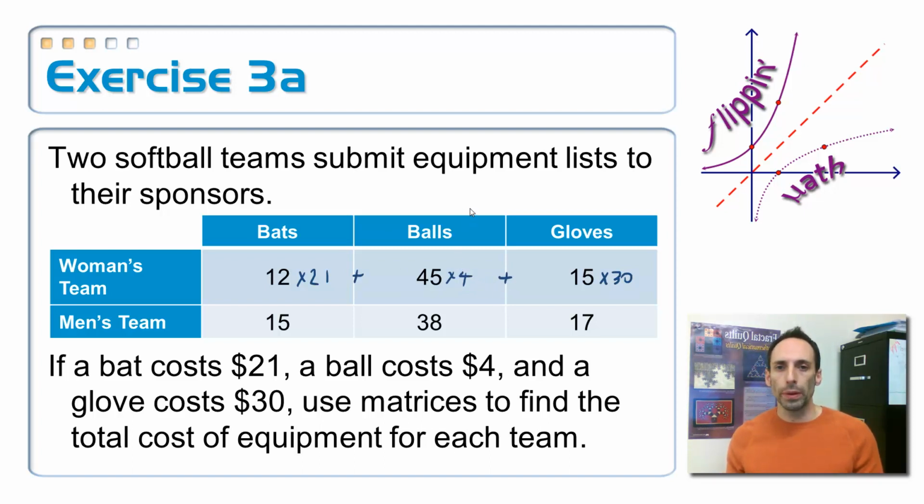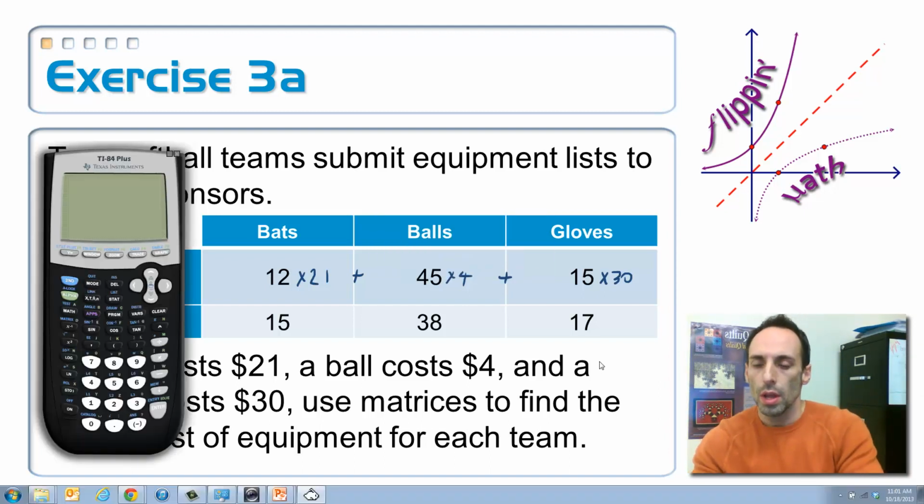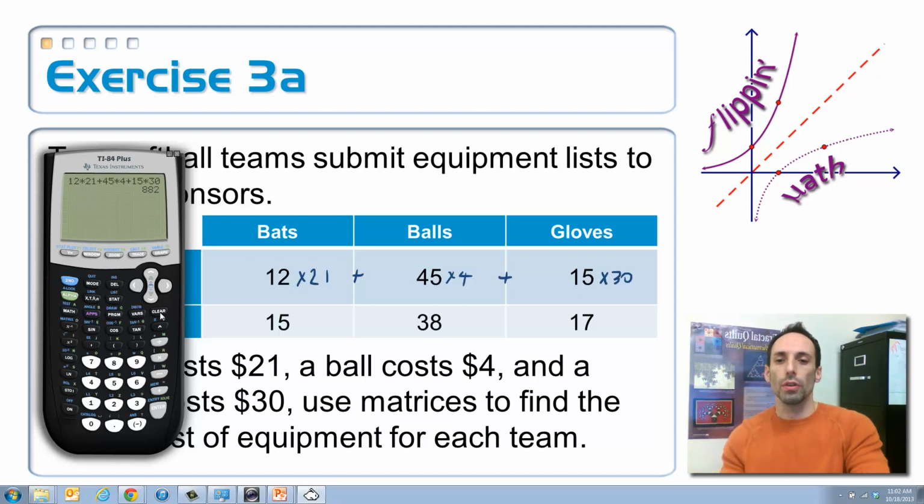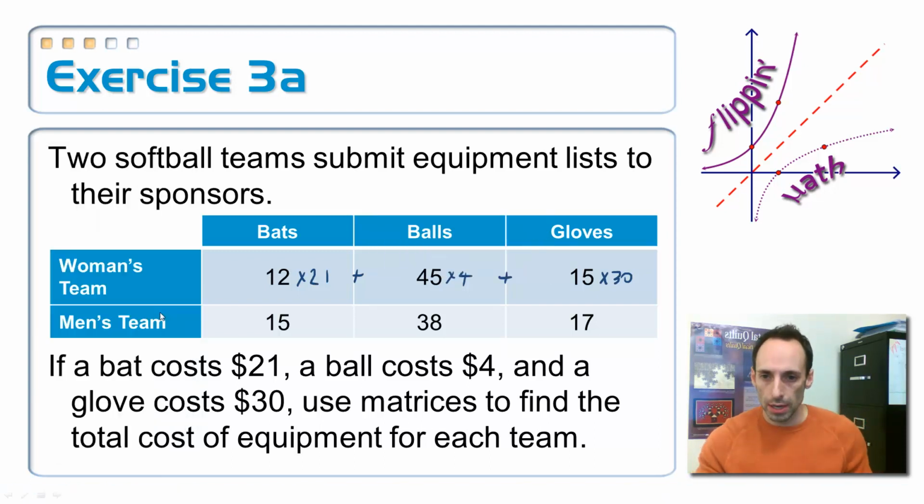So let me go ahead and open up the calculator so we can get a number here, right? Alright, so pulling up the calculator, here we go. Of course, turn the thing on, that'd be helpful. I'm just going to do clear, we need to see that. 12 times 21 plus 45 times 4 plus 15 times 30. And so the total cost for all the women's equipment should be $882. Okay, that's what I see from the calculator. $882. Okay, and then I would do the men's team exactly the same way.